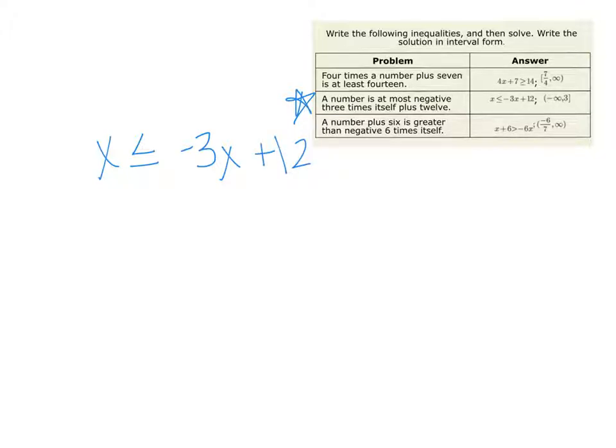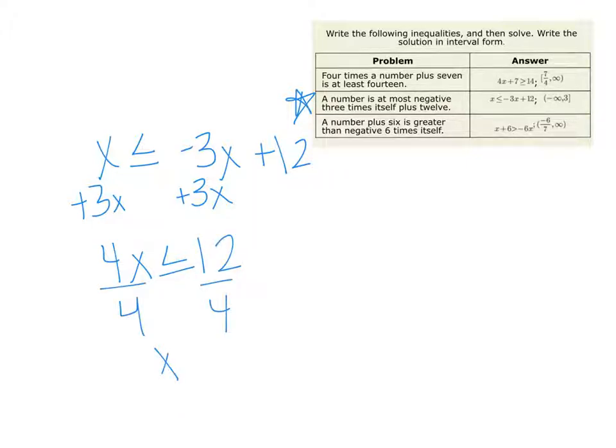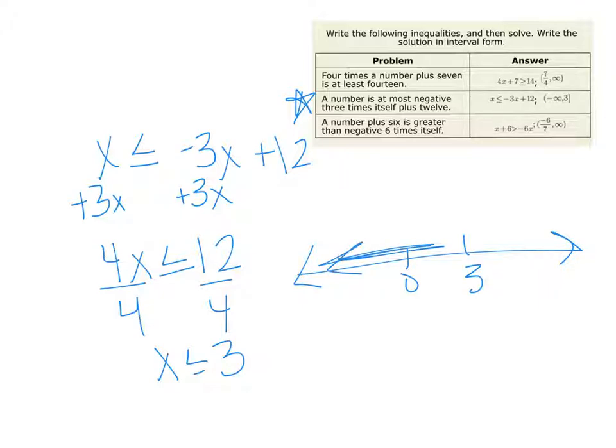So now we need to solve this. We're going to add 3x to both sides. So we have 4x is less than or equal to 12. Dividing by 4, x is less than or equal to 3. On our number line, we have 3. We want x's to be less than that, equal to it, so close circle or bracket. So then we know that we're going from -infinity to 3.